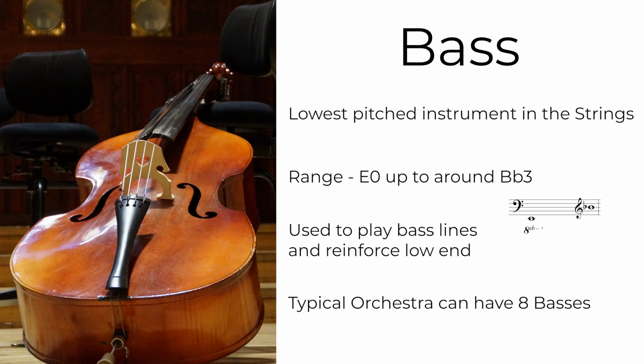Finally, we have the basses, which are used to reinforce the low end, adding might and power to the sound. The double bass can play as low as E0, which is 3 octaves below middle C, and can go up to B flat 3, which is the B flat above middle C. You'd normally expect to see around 8 basses in an orchestra.